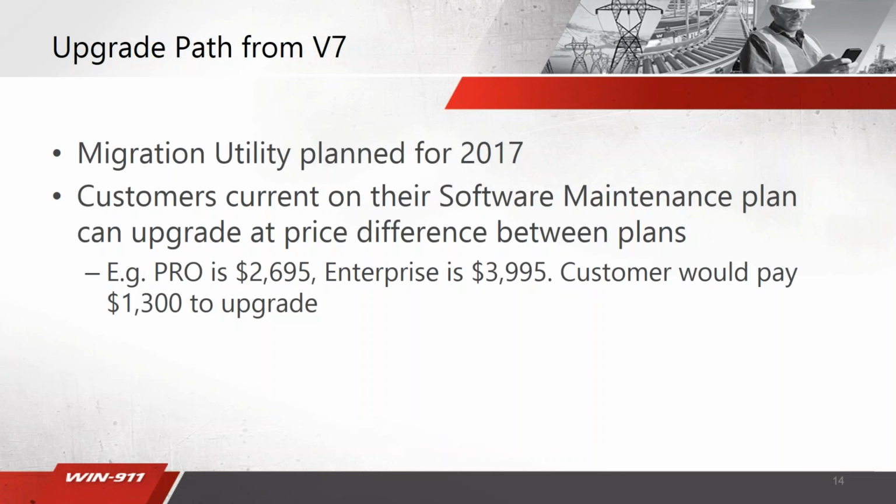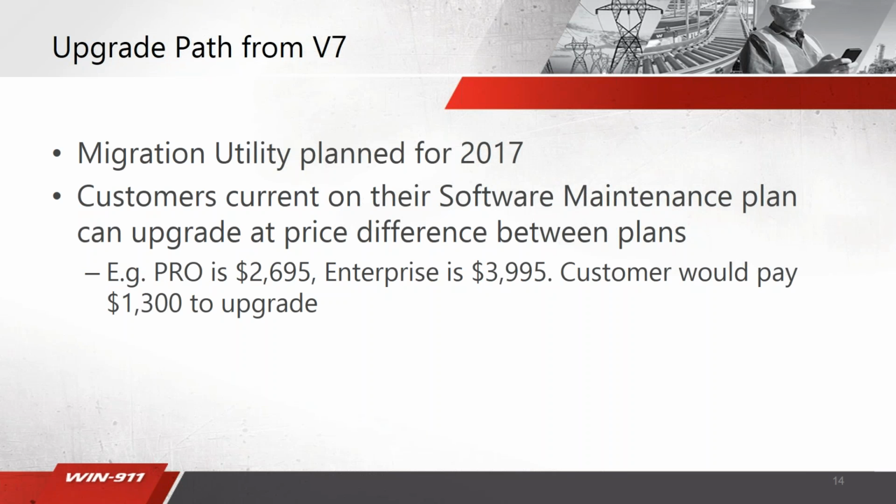But the current upgrade path from version 7 is obviously something that we have planned for this year. We do get a lot of questions about how a customer moves from a version 7 product level to enterprise. We are working on new license levels, so you'll see that coming in the next couple months, where enterprise will be broken up just like version 7 into different levels. The migration utility is planned for this year.